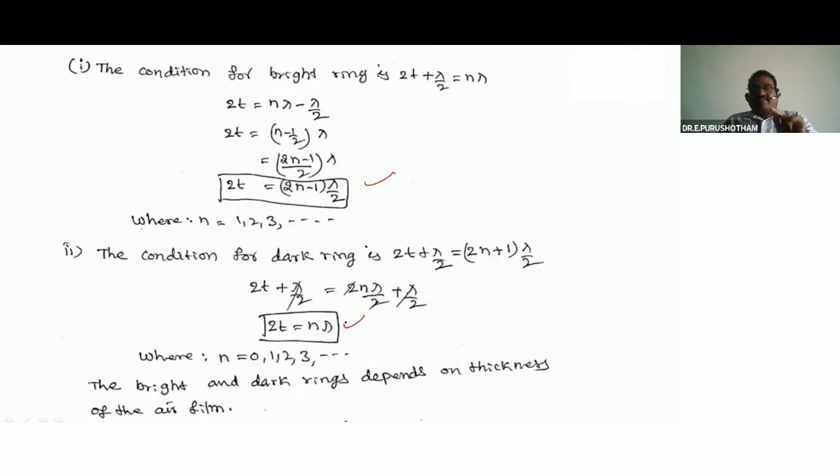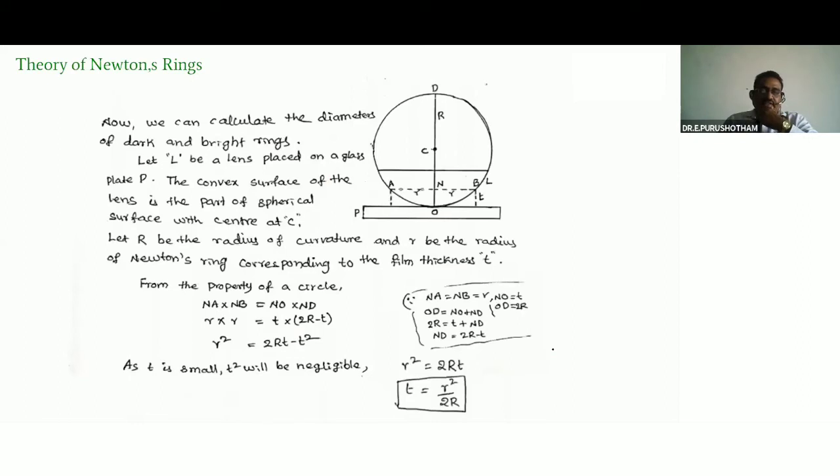Bright and dark rings depend only on small t, the thickness of the air film. So we should calculate that t value, the thickness. So the theory of Newton rings, or calculation of thickness t. So you observe here, this is a plano-convex lens.